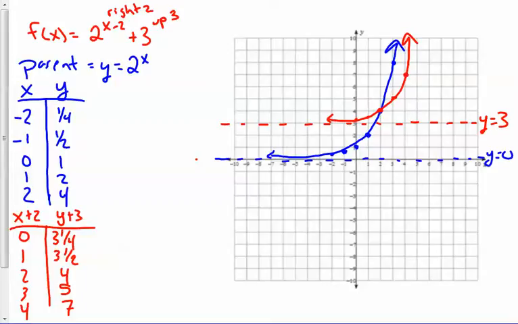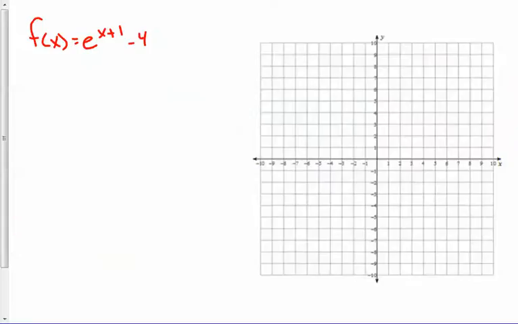So that is graphing an exponential function using transformations. Again, examine the parent function, find your points of value, then follow the transformations to graph your transformed function. All right? We'll look at another one here. The second one here, we have a base of e, but the procedure is the same. We'll look at our parent function first.